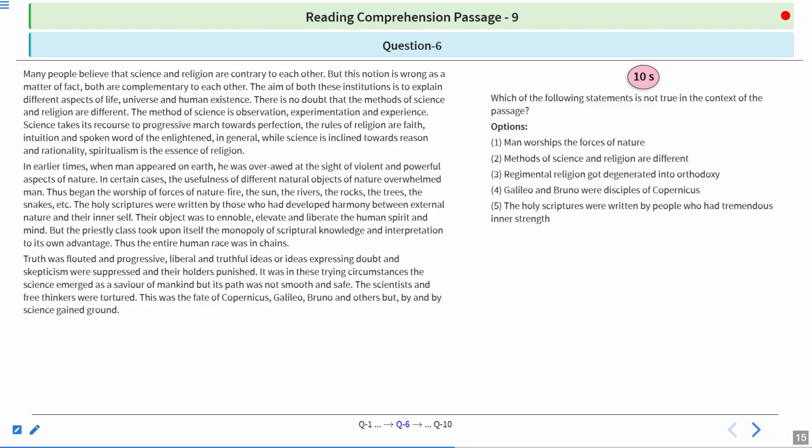Options are given below. Man worships the forces of nature. Methods of science and religion are different. Regimental religion got degenerated into orthodoxy. Galileo and Bruno were disciples of Copernicus. The Holy Scripture were written by people who had tremendous inner strength. I hope you've understood the options and you have 10 seconds to answer.